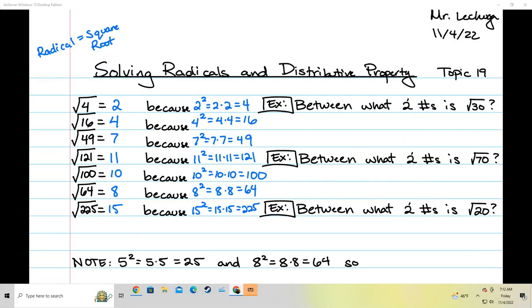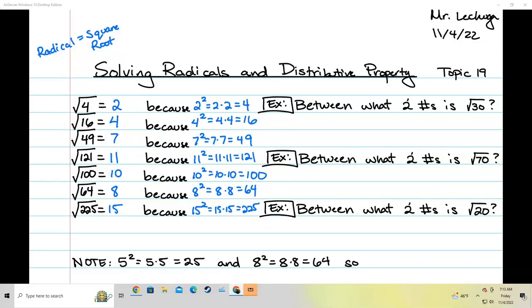So that's exactly what we're going to be working on today. Now that you know how a square root works, right? We're finding what number squared gives me that answer. We're also going to be able to approximate those numbers that are not perfect squares. So look at the next example. It says, between what two numbers is the square root of 30? There is no number that when you square it, you get 30.